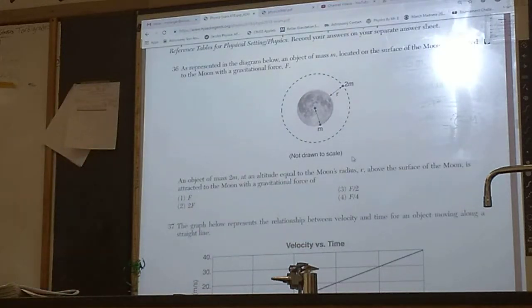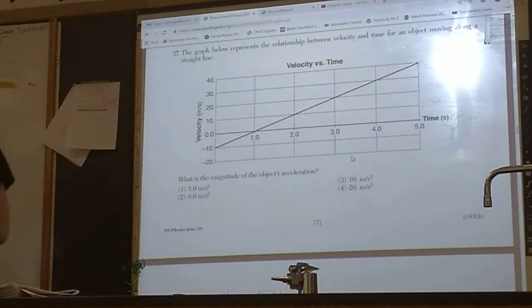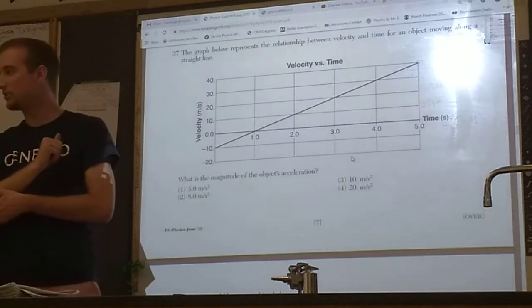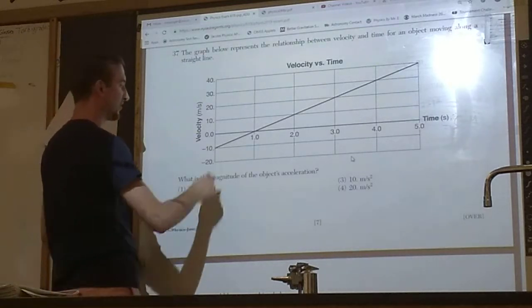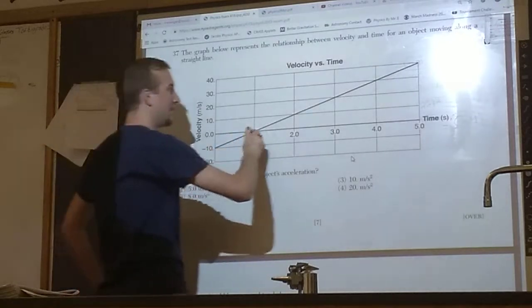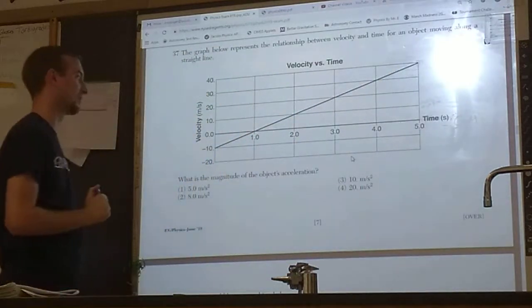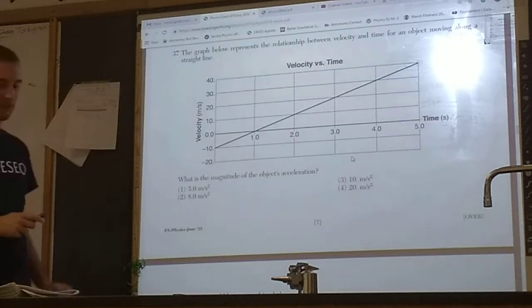Question 37. The graph below represents the relationship between velocity and time for an object moving along a straight line path. Okay? We have the velocity starts at -10, crosses through 0, and then increases this way as time goes on. What is the magnitude of the object's acceleration?